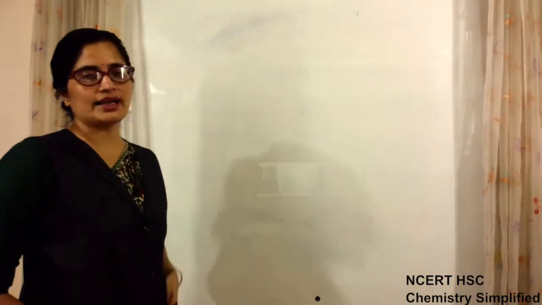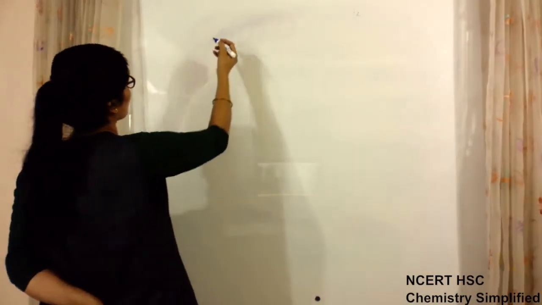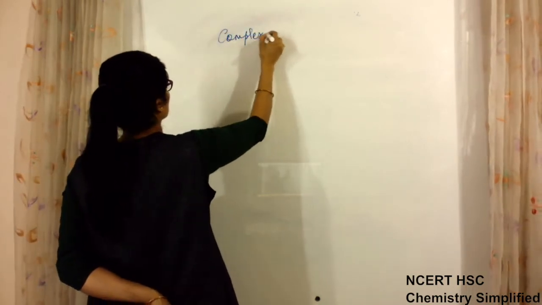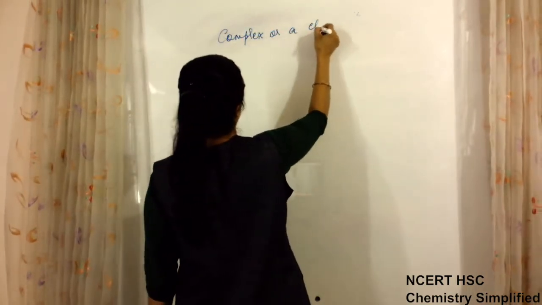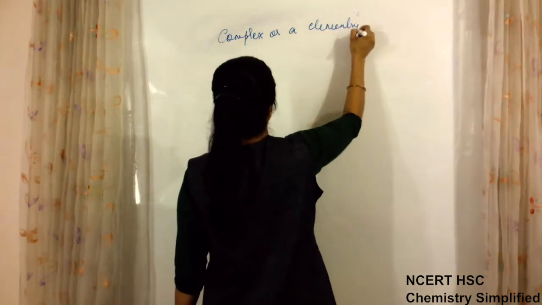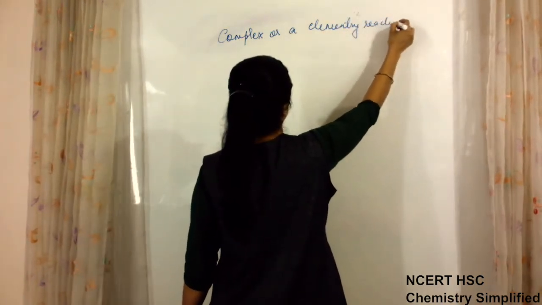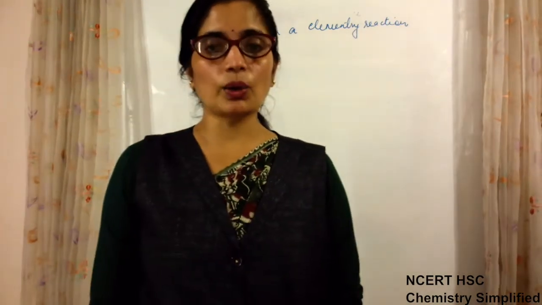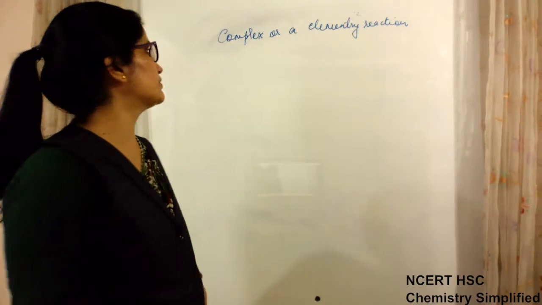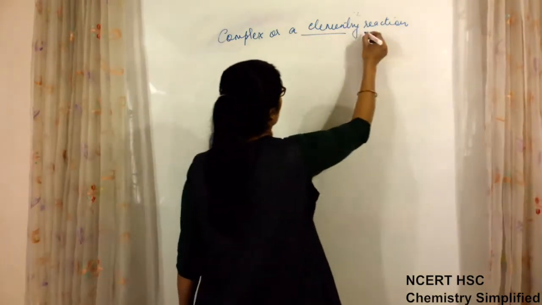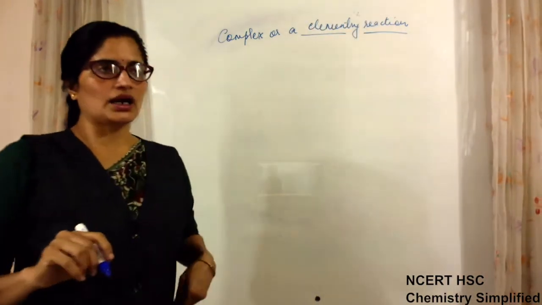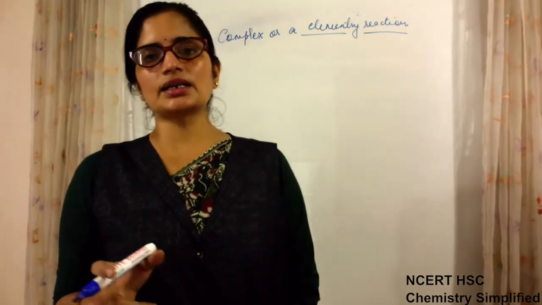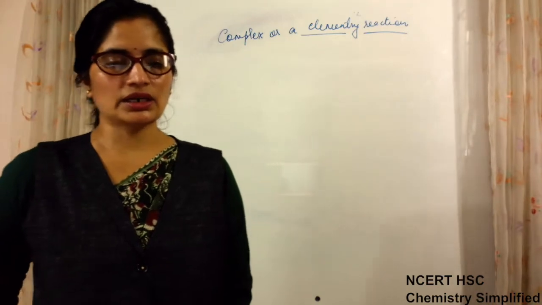Now after order of reaction, another small topic which we have to take is complex or elementary reaction. Most of the reactions are complex reactions, not elementary. Now, why do we say elementary reaction? What does it mean? A reaction which can be completed in a single step is known as an elementary reaction.